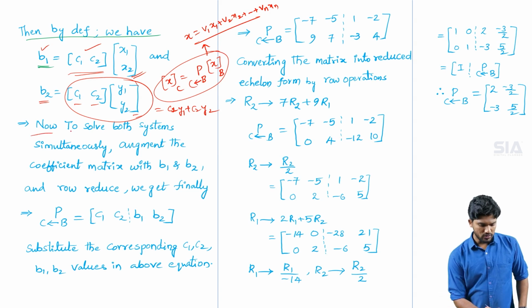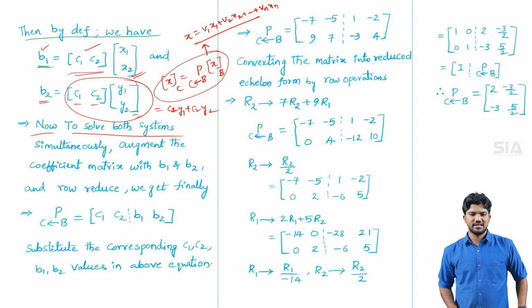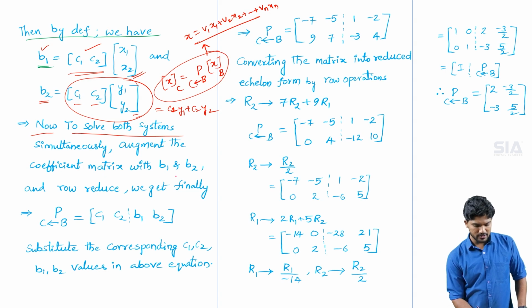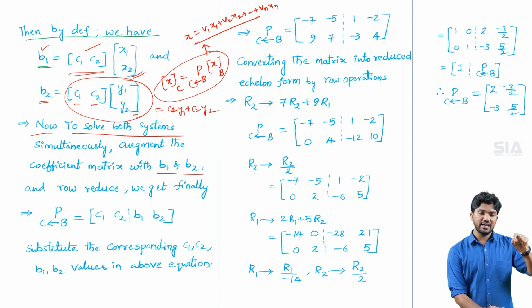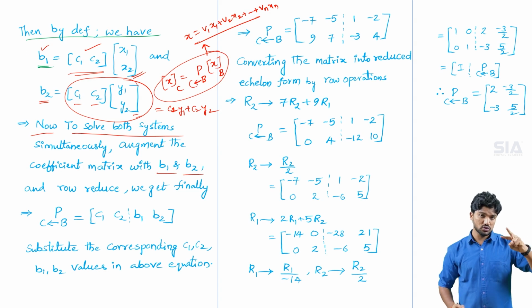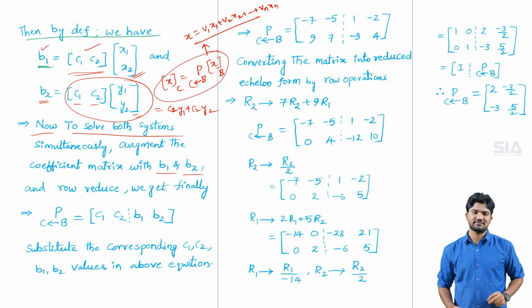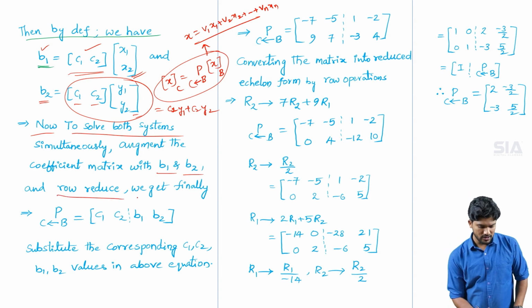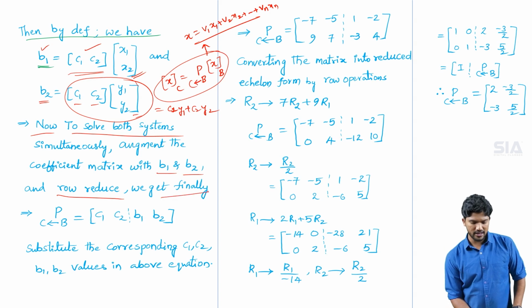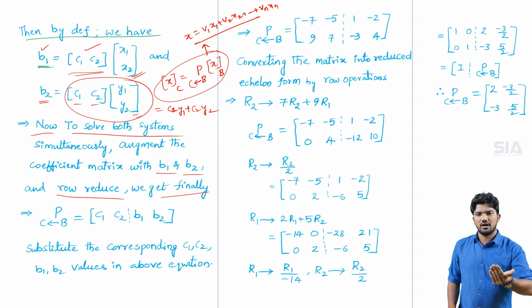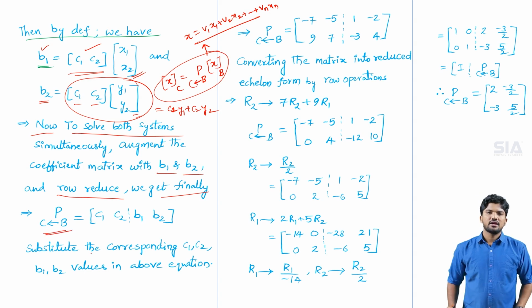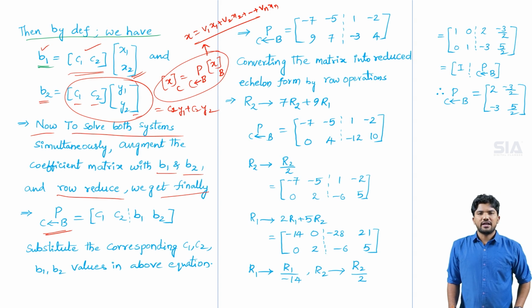So therefore, now to solve both systems simultaneously, augment the coefficient matrix with b1 and b2. Here the systems are nothing but b1, which is one linear combination, and b2, another linear combination. To solve those two systems simultaneously we have to apply the augmented matrix for b1 and b2, and after that row reduce. Row reduce means that after applying the augmented matrix we have to convert the obtained matrix into row reduced form. So this one is the resultant change of coordinate matrix from B to C.